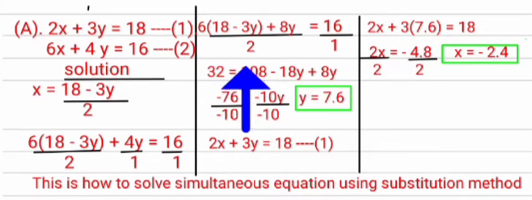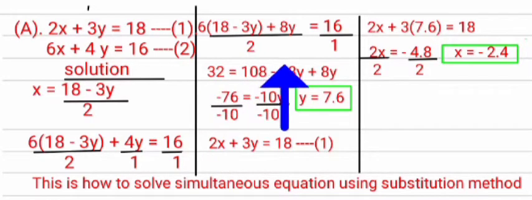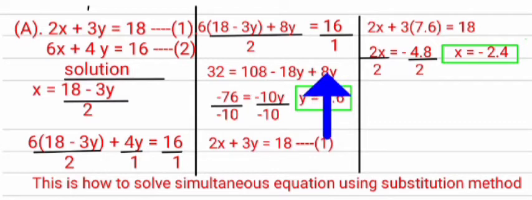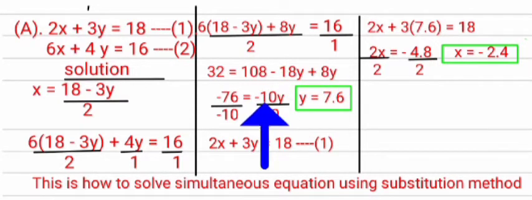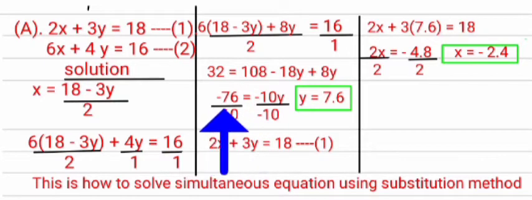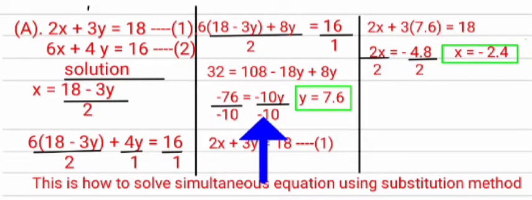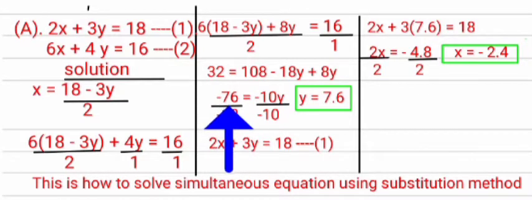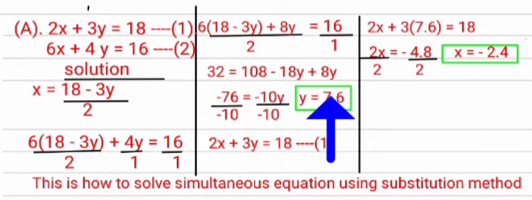So we're going to have what? 32 minus 108, that will give us negative 76, and negative 18y plus 8y, which is the same thing as saying 8y minus 18y, that will give us negative 10y. So you divide both sides by what? Negative 10 in order to make y the subject of formula. So we're going to divide both sides by negative 10, and then we're going to get what? y is equal to 7.6.